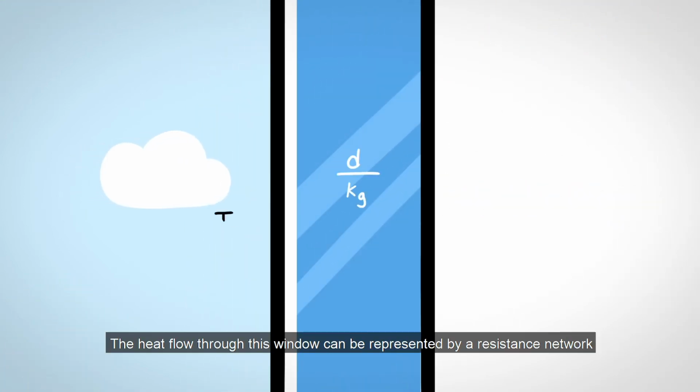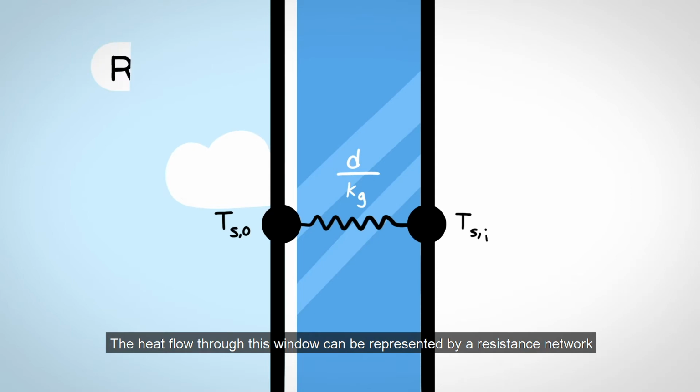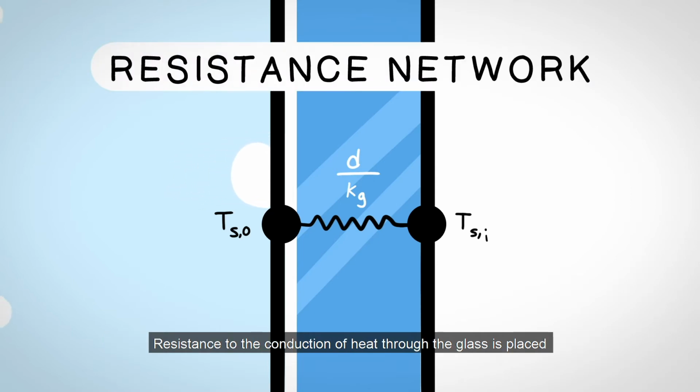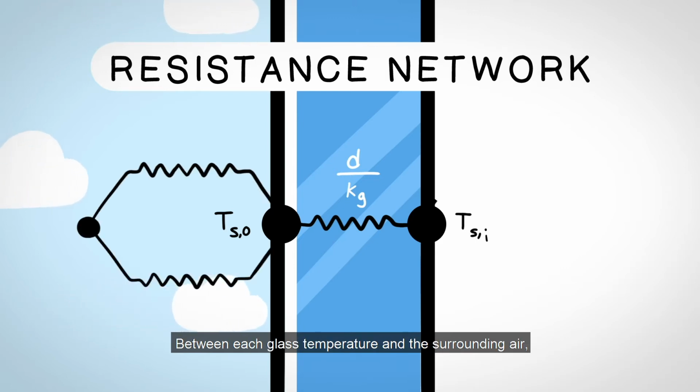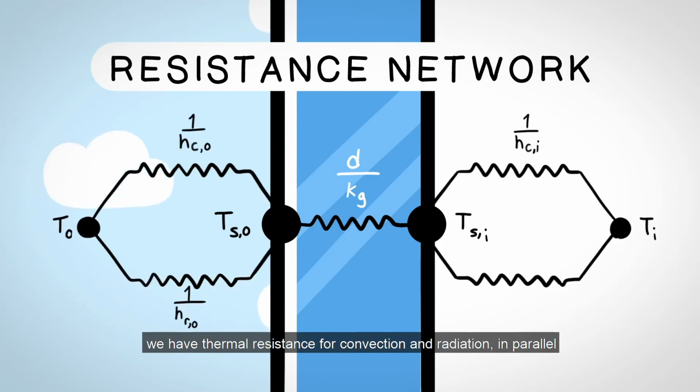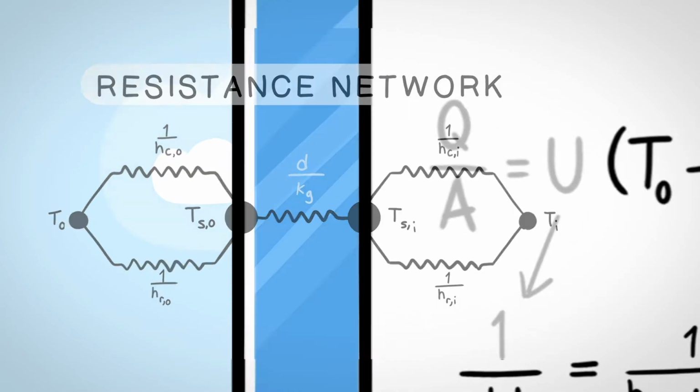The heat flow through this window can be represented by a resistance network. Resistance to the conduction of heat through the glass is placed between the two glass surface temperatures. Between each glass temperature and the surrounding air, we have thermal resistance for convection and radiation in parallel.